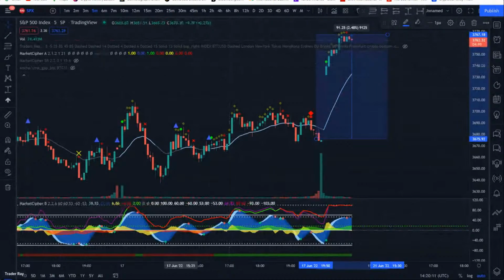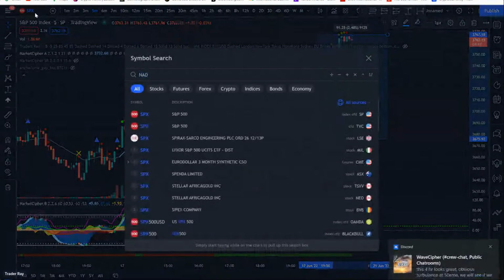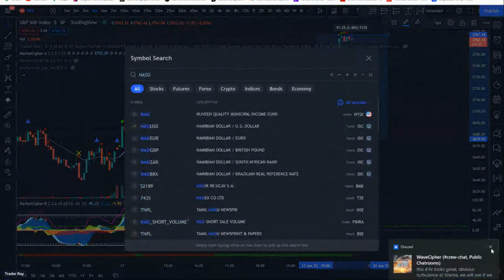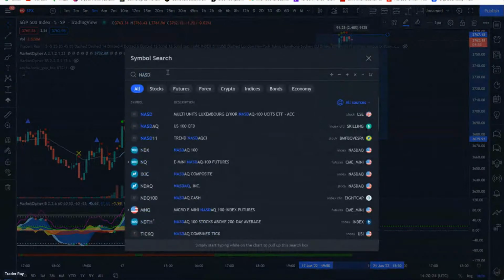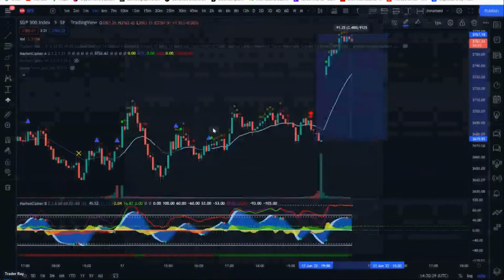Still, S&P 500 going sideways. Let's quickly look at the Nasdaq. Sometimes we do see some leading price action on the Nasdaq before BTC is choosing a direction. I think this is the one.